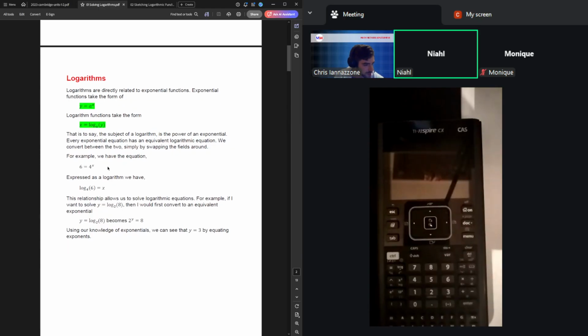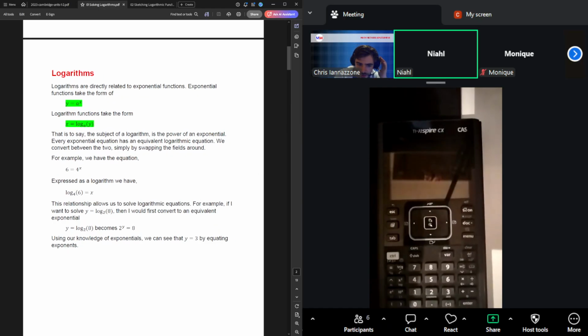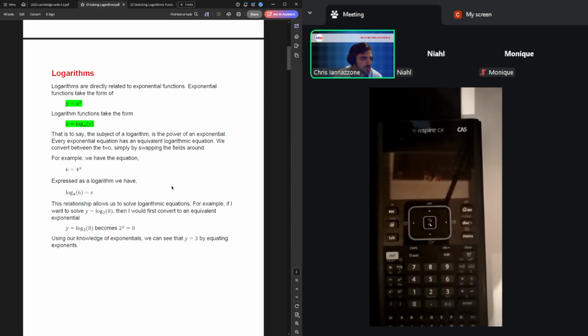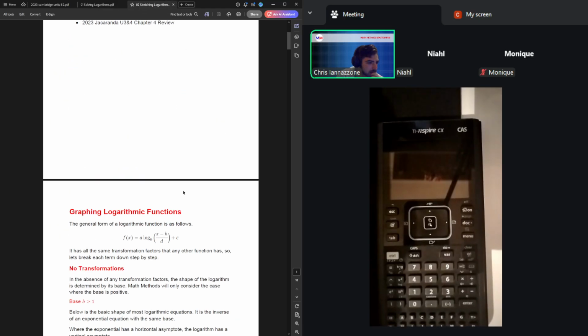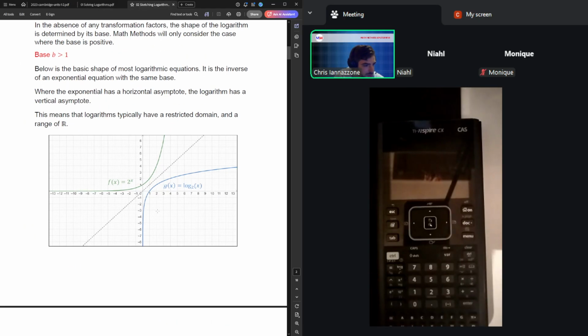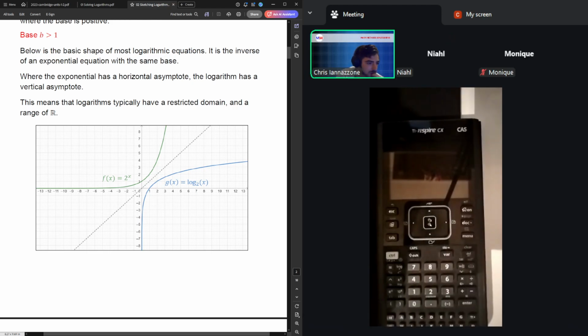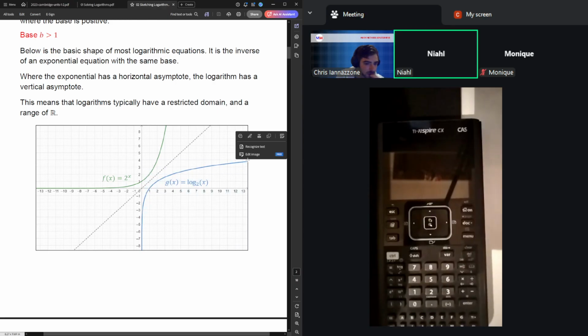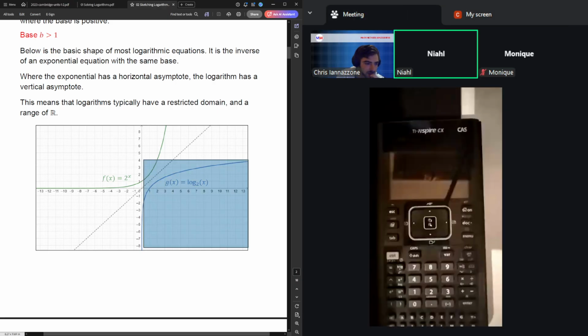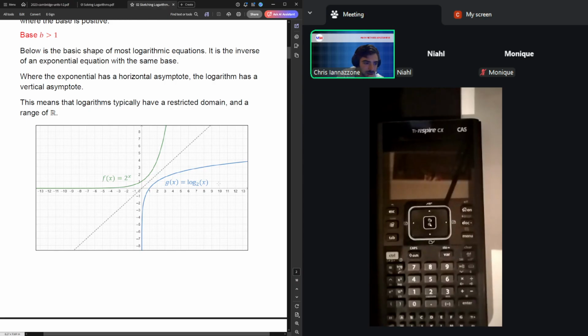Well, the logarithm and the exponential are directly related to each other. They are actually inverses of each other. If you look at what those graphs end up looking like, they are reflections across the line y equals x. Right, so you've got the exponential in green here, we've got the logarithm in blue here. You can see how they are mirrored across that dotted line, which is the line of y equals x.